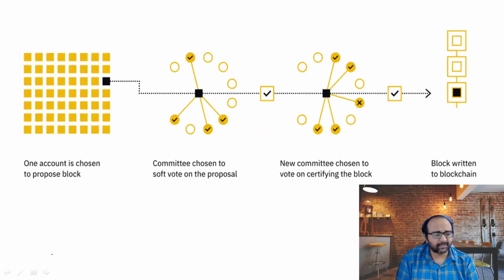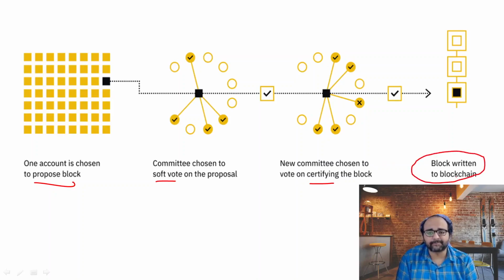So let's see this. One account is first chosen among all the accounts to propose the block, and then there will be a committee to perform a soft vote on the proposal. The third step is a new committee chosen in order to certify that particular block. So you can see here proposing the block is the first step, second step is soft vote, and the third step is certifying the block. Once the block is certified, it will be written to the blockchain.